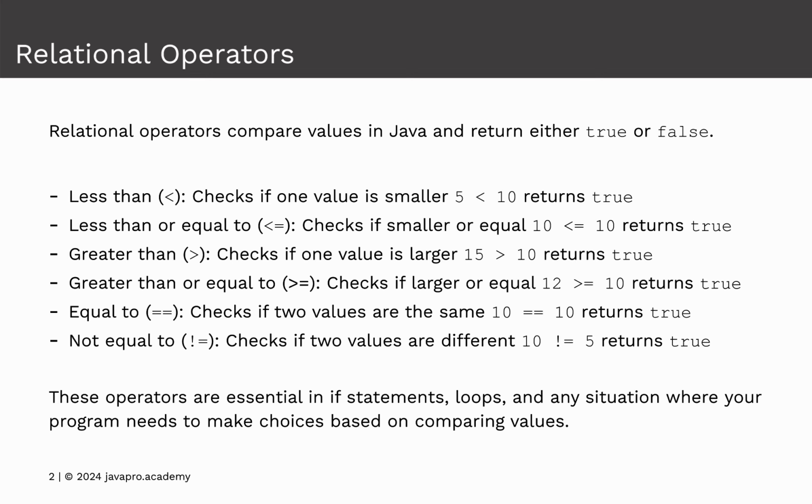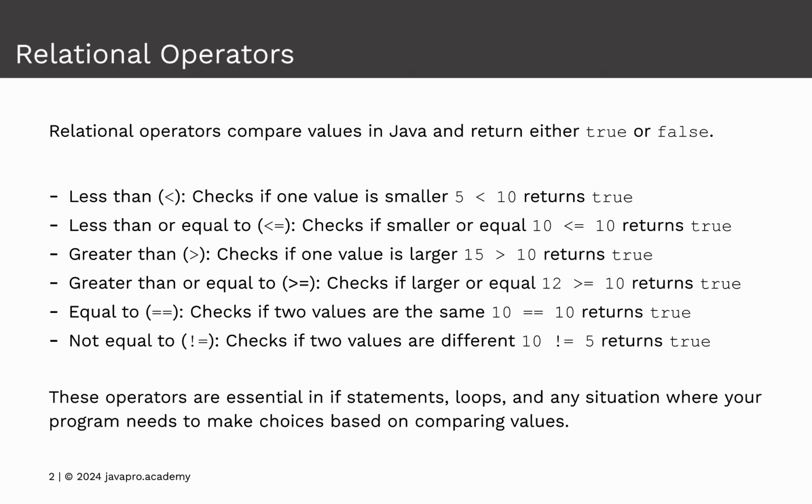Relational operators are the comparison tools we use in Java to evaluate relationships between values. They allow us to ask questions like, is this value greater than that value? Or, are these two values equal? And they always return a Boolean result, either true or false. Think of them as the decision-making foundation of your programs.